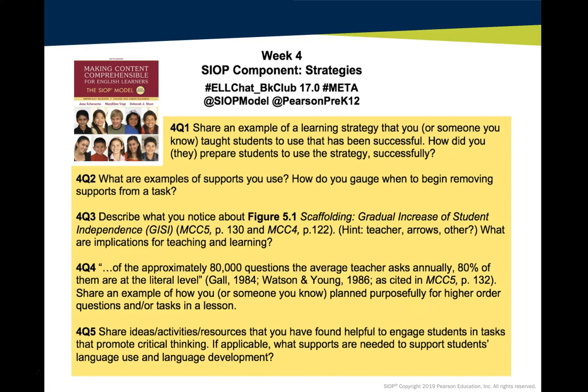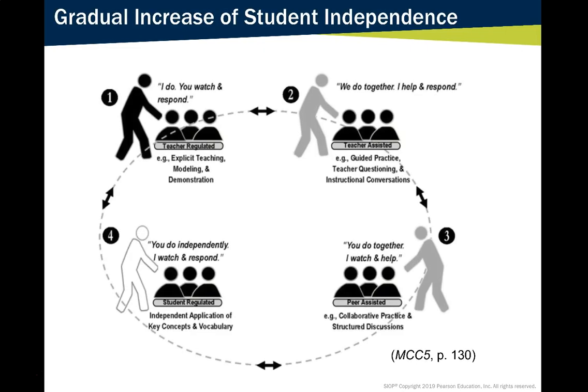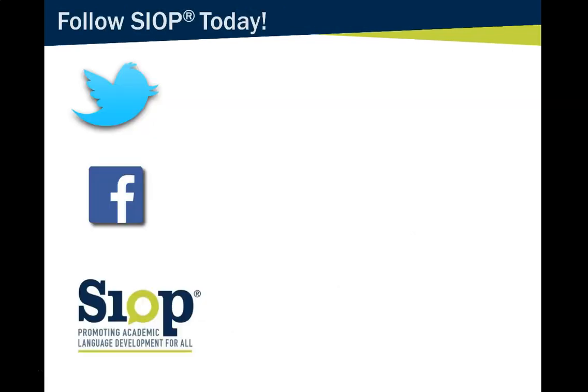I'm going to go to the next slide here. I want to show you that image in case you have a different edition of the text, or in case you don't have the text. So that third question is referencing this diagram, and we're asking you to notice what do you see here and what are implications for teaching and learning. So feel free to revisit this video. I'll also post this on the Twitter chat as well. I want to make sure you have access.